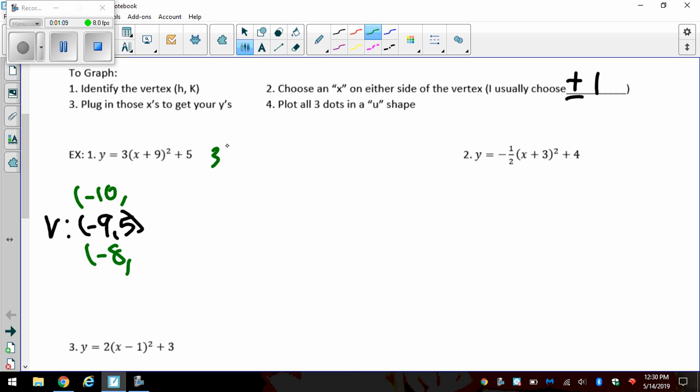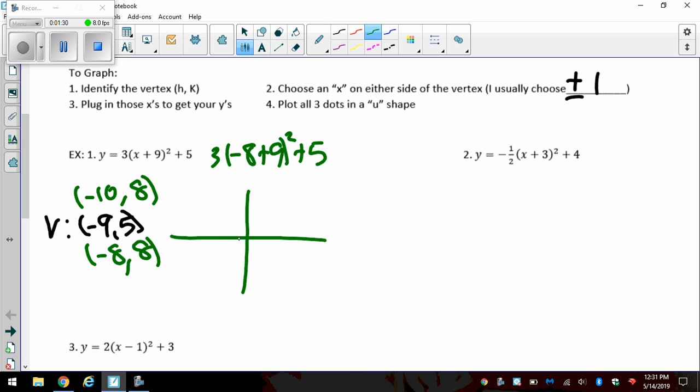And you're going to actually plug that into the equation, like -8 plus 9 squared plus 5. And when you calculate that, you should get out 8. When you plug in -10 into the equation, you should also get out 8. So then your last step was just to plot all three of those into a U. I'm going to go by twos. 2, 4, 6, 8, 10. So -10, 8, -8, 8, and then -9, 5. So that parabola right there would be your solution.